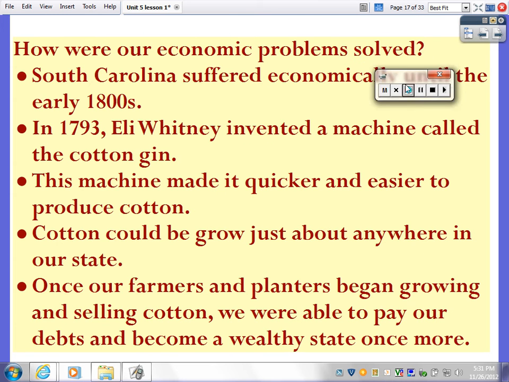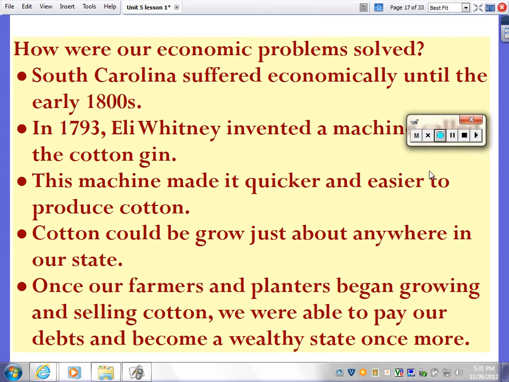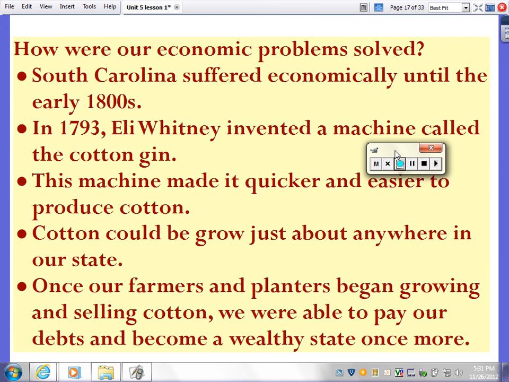How our economic problems were solved. Look, South Carolina suffered economically until the early 1800s. So there was about a 20-year period of time there in which we were just not doing well. In 1793, Eli Whitney invented a machine called a cotton gin. This machine made it quicker and easier to produce cotton.